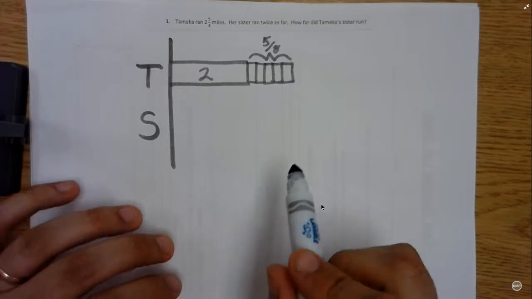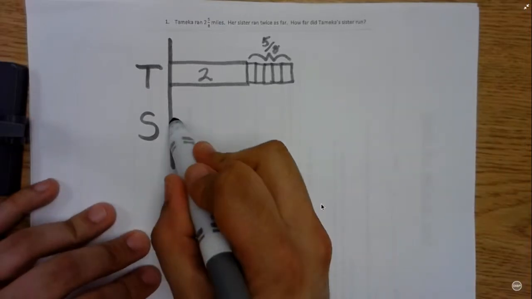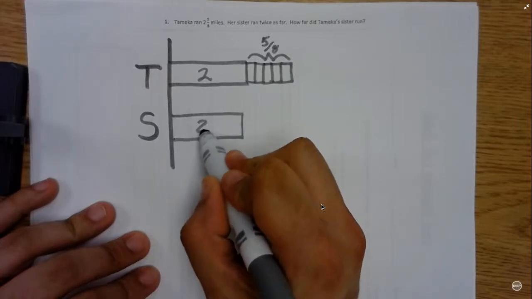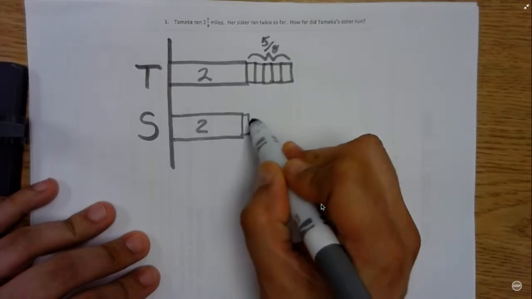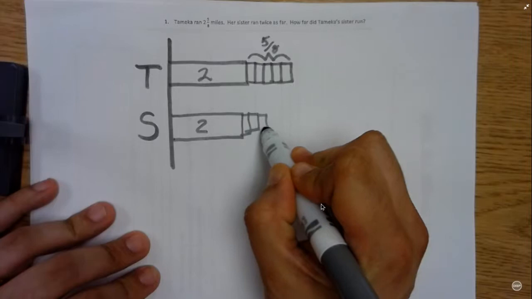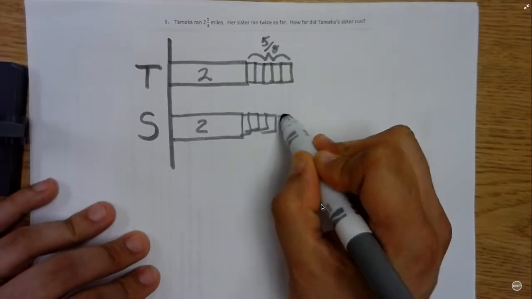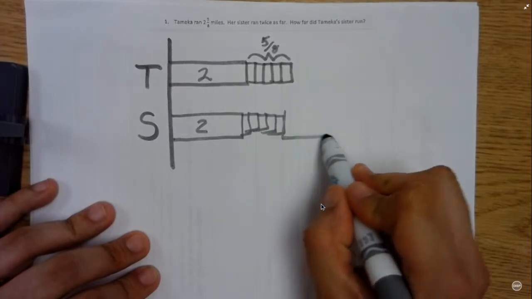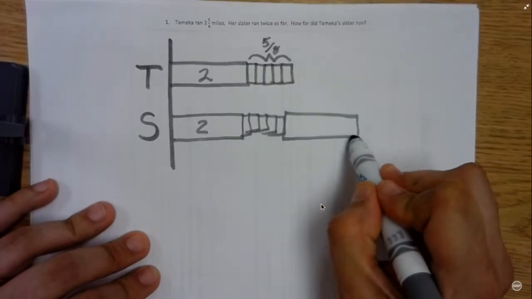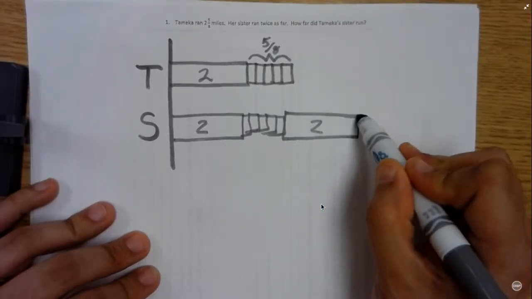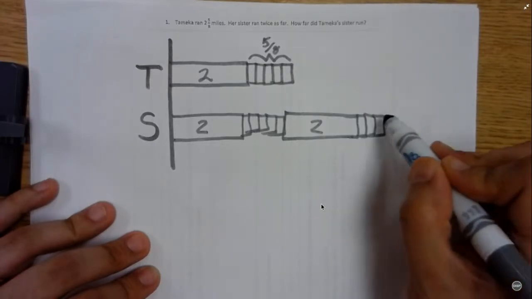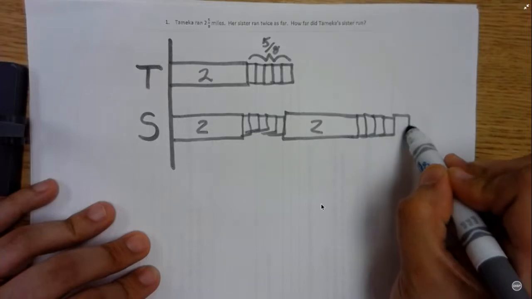Now we know that her sister ran twice as far. So I'm going to recreate what I already had here. 2 and 1, 2, 3, 4, 5. And we know that she ran twice as far, so let's do another 2 miles. And another 1, 2, 3, 4, 5.